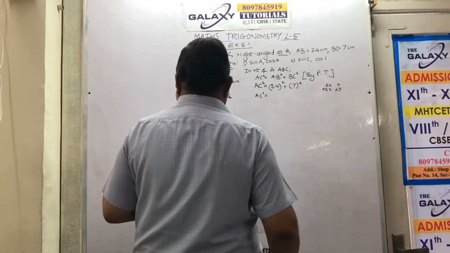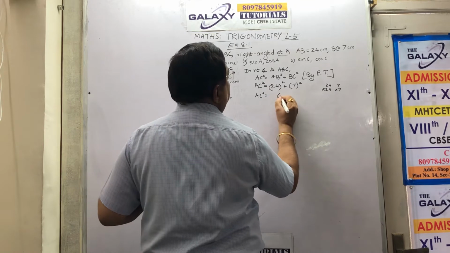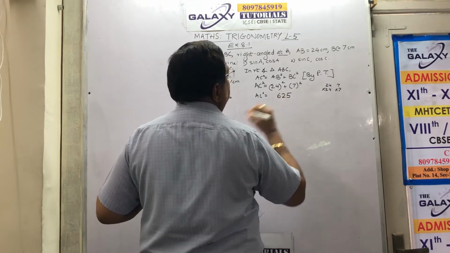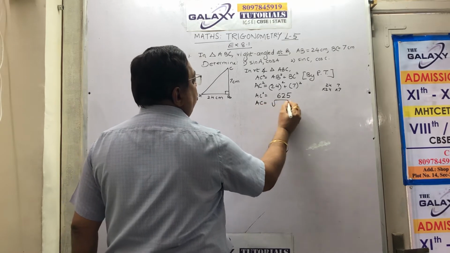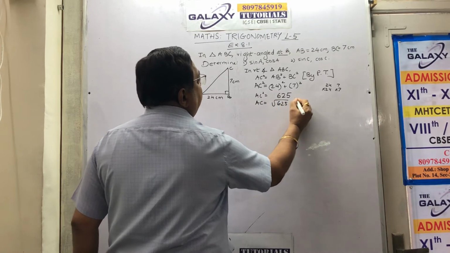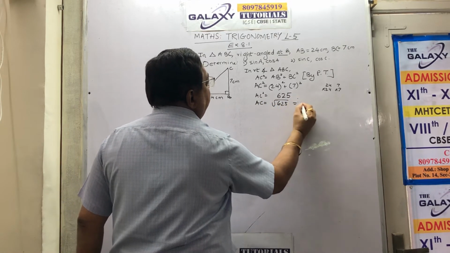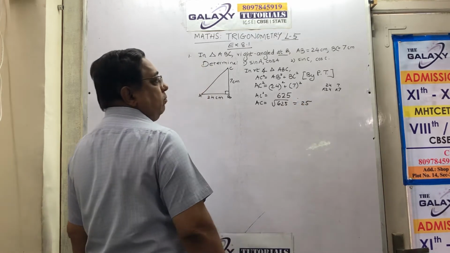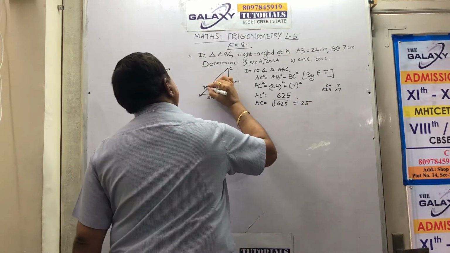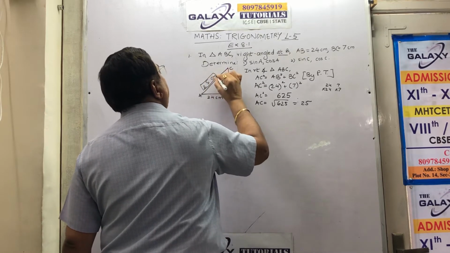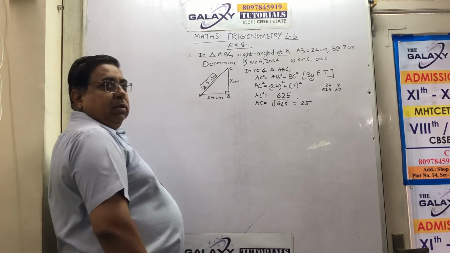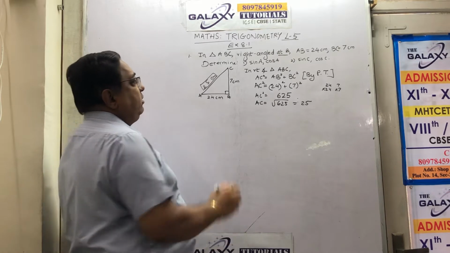So, when we look at this, we get 625. And AC is the square root of 625, that is 25. So AC is 25 centimeter. This is what I have found; it was not given. Now all the ratios will become easy.